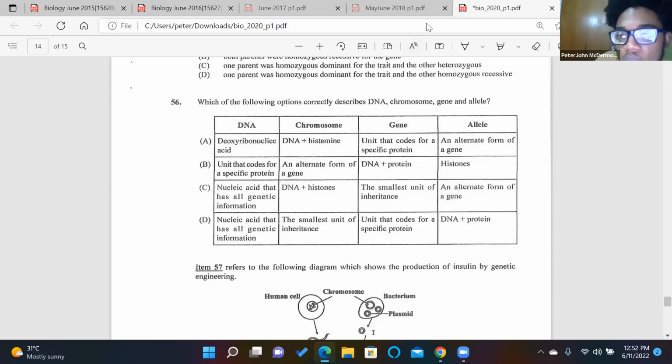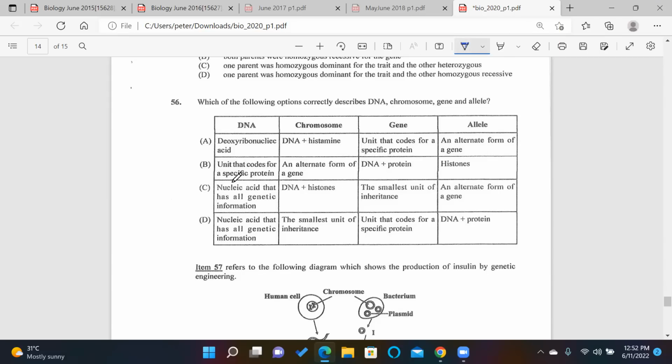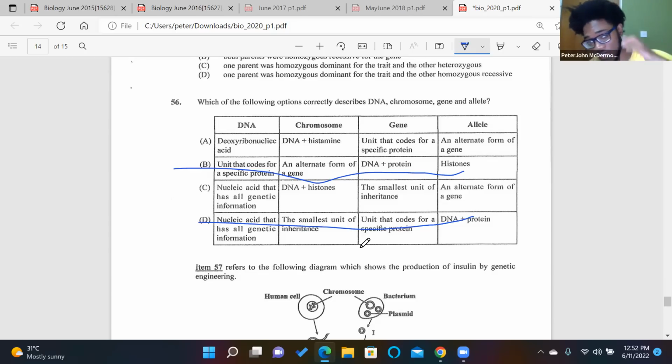So which ones are ruled out? Which ones can we rule out? A and C. Which ones are not the answer? B and D. Definitely not the answer. All right, which one of these do we definitely know the answer of as well?